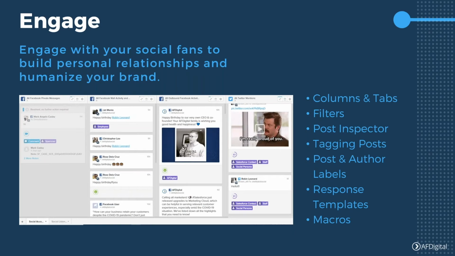there are columns and tabs as well as filters for you to prioritize how your data comes in and how you want your data to look in Social Studio, in order for you to prioritize which messages or which media types to respond to first. By clicking on a post, you bring up the post inspector. With the post inspector, you can perform various engage tasks such as responding to the customer, tagging posts, which involves setting the classification or setting post and author labels on that particular post, as well as the priority and the sentiment of that post. You can do that with the post inspector.